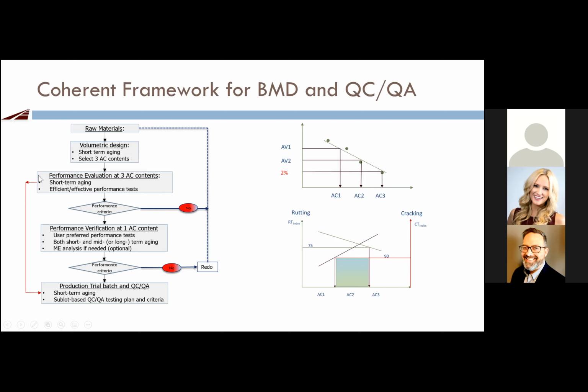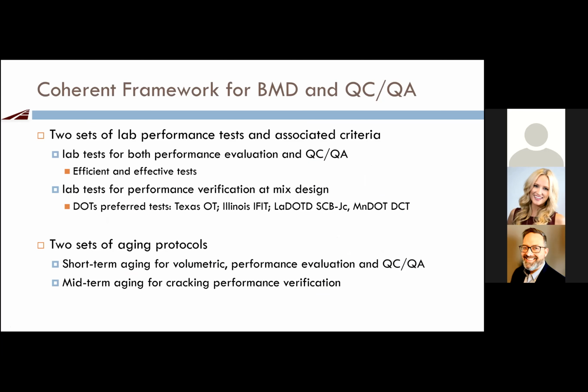So everything is coherent and connected, not just step by step, but also in terms of lab testing and aging, all connected. I'm going to give more details step by step. So the next step, as we mentioned, is that we really need 2 sets of lab performance tests and also criteria. For the lab tests for performance evaluation and QC/QA, we really emphasize efficiency and effectiveness. But for the lab tests for performance verification, DOTs can choose their preferred test.